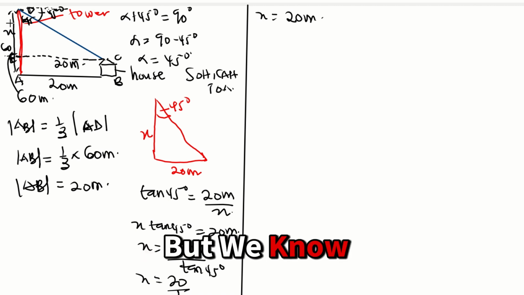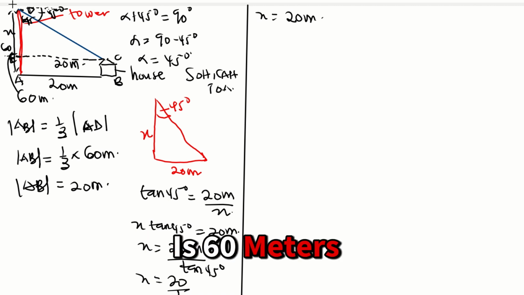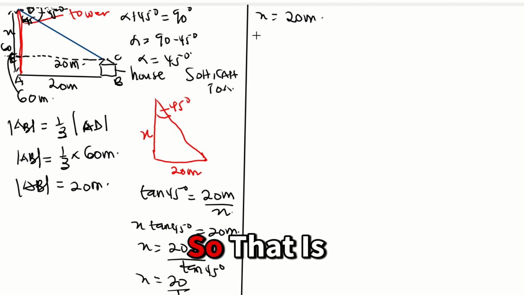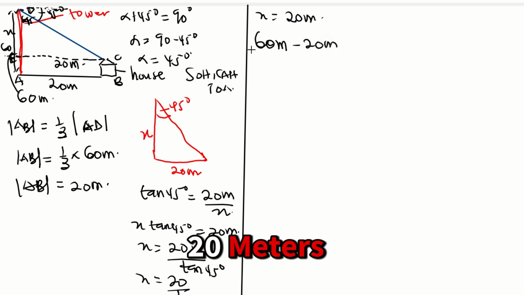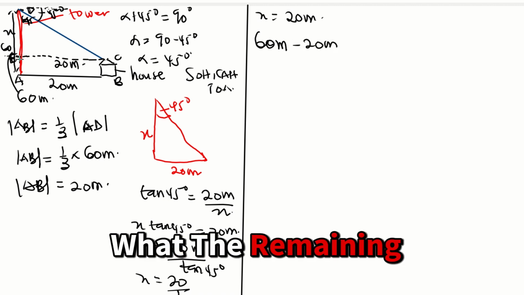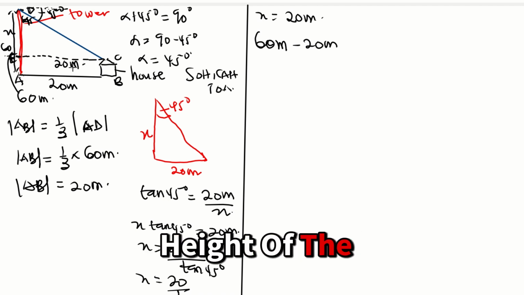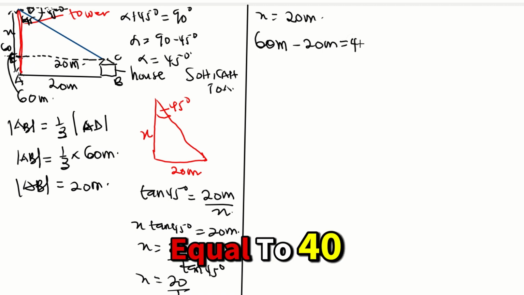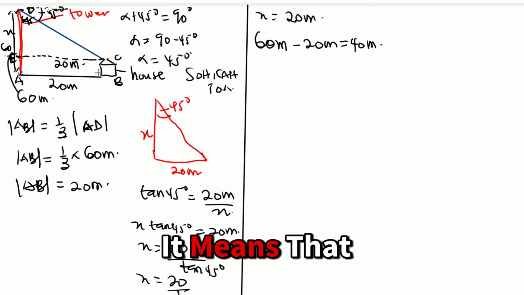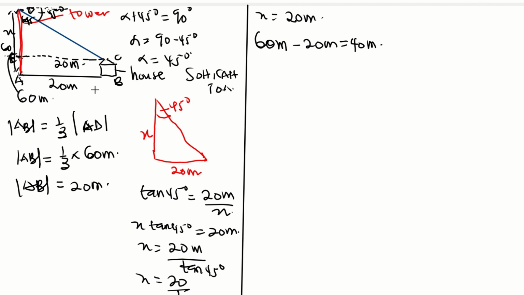Alright, but we know that the full length of the tower is 60 meters. So that is 60 meters minus 20 meters. The remaining is the actual height of our house. This is the height of the house, the same as this height over here. So that gives us 40 meters. It means that the height of the house is 40 meters.